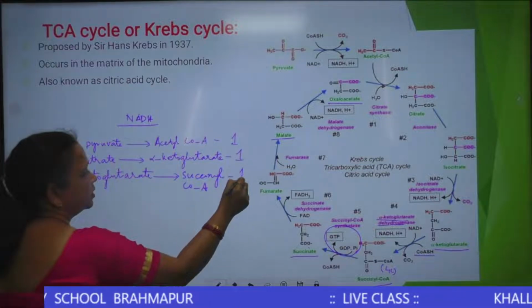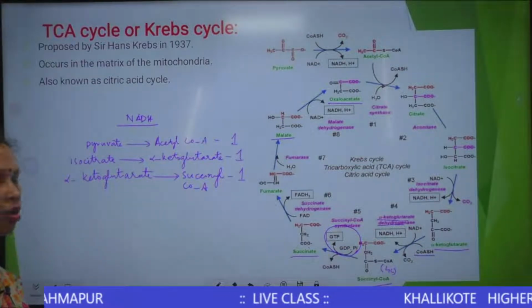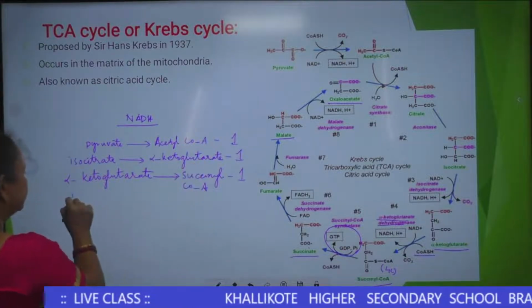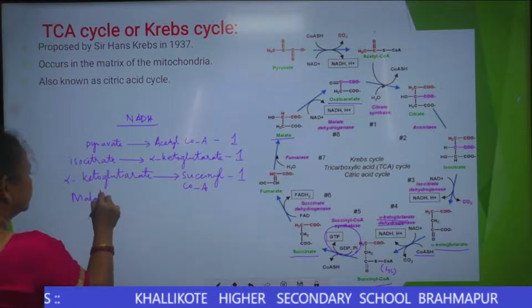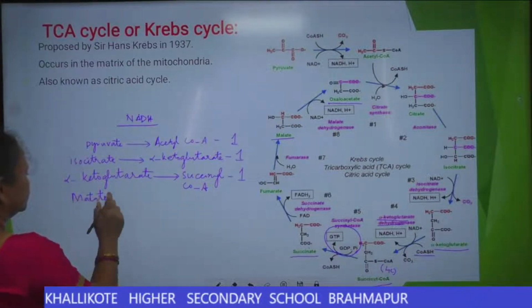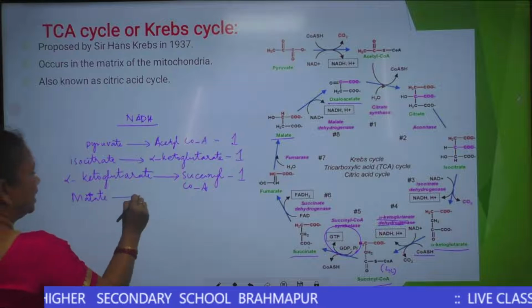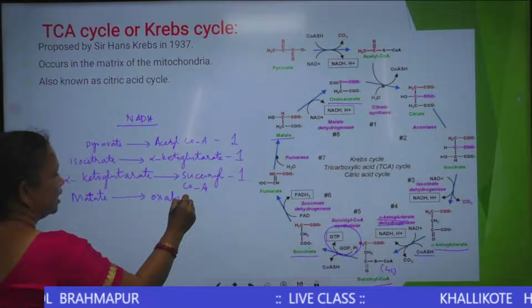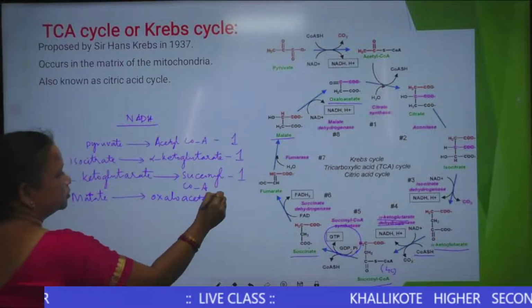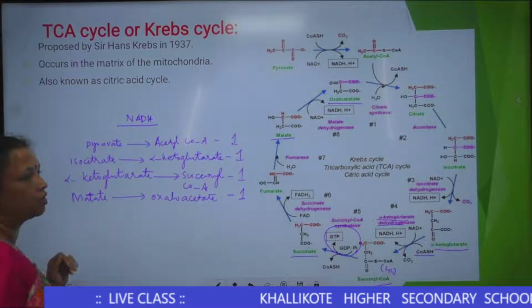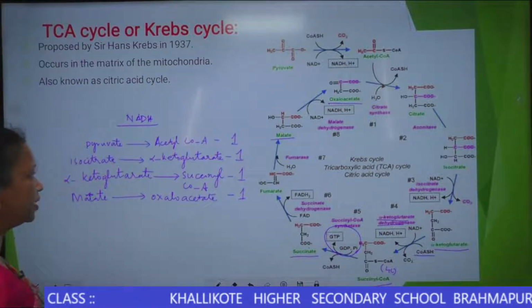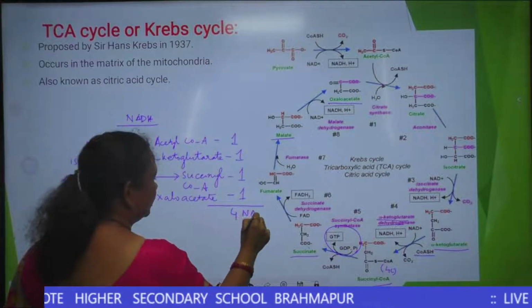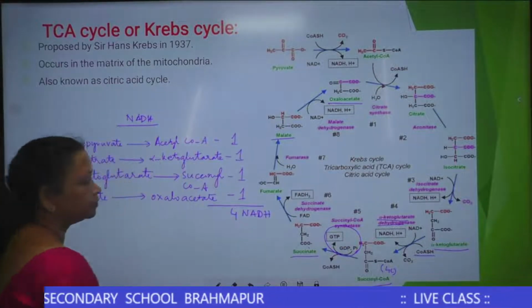So, here again there is release of one molecule of NADH, and the fourth one is where malate goes to oxaloacetate. You get one molecule of NADH. So, the number of NADH molecules obtained here is 4 NADH molecules.